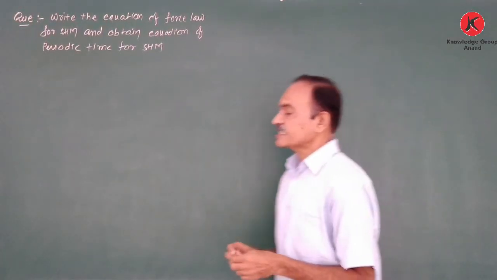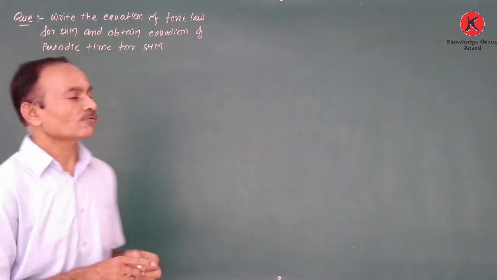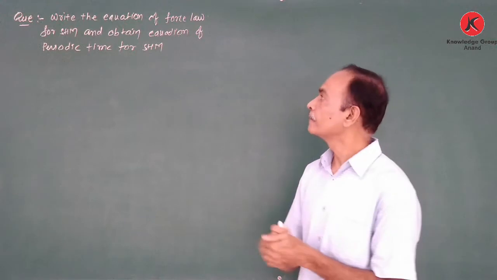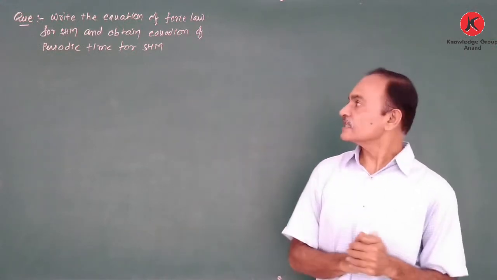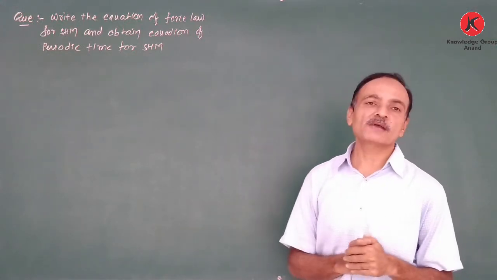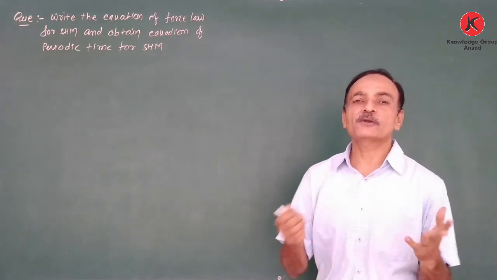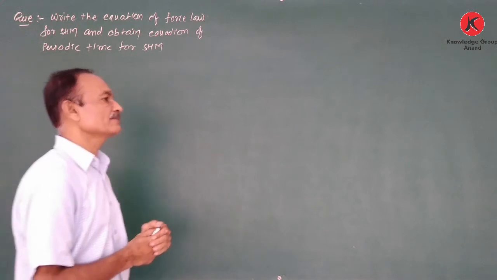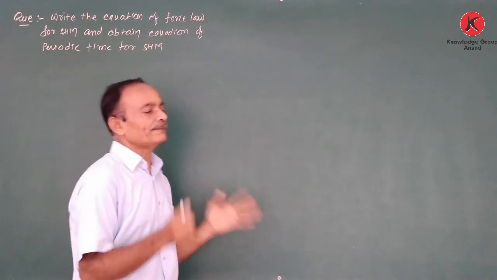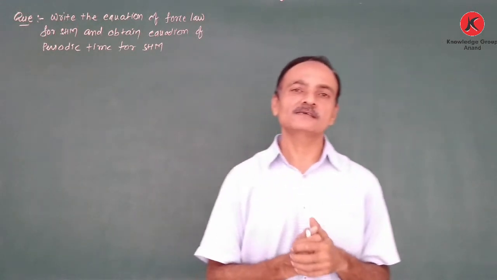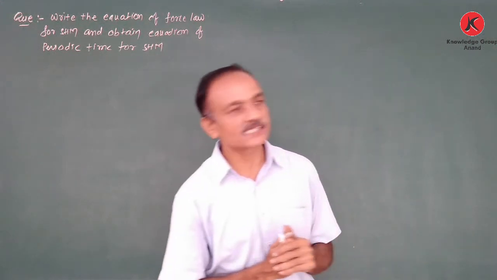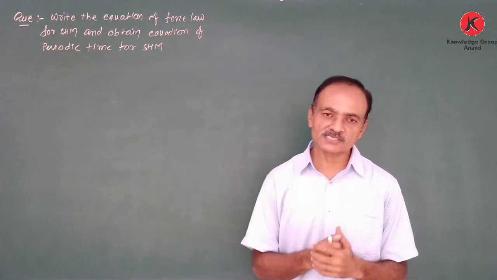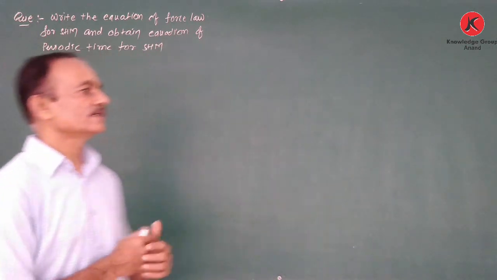Okay, now our next question is to obtain the equation of the force law for simple harmonic motion, and obtain the equation of periodic time for simple harmonic motion. What is the period of oscillation? We are interested to obtain the equation of the period of oscillation. For that purpose, for simple harmonic motion, the acceleration a(t) is equal to minus ω² x(t). Minus ω² x.